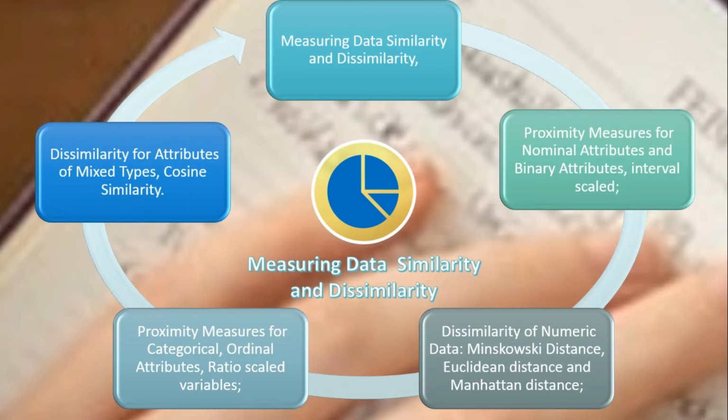But your data can be in a different format. It can be in the format of names, it can be a binary value, it can be an interval scale. So in this unit we are going to understand different proximity measures for these different types of data. Then what the different standard formulas for each category are, and last in this unit we will understand what cosine similarity is, meaning how you identify whether two documents are similar or not by using cosine similarity.